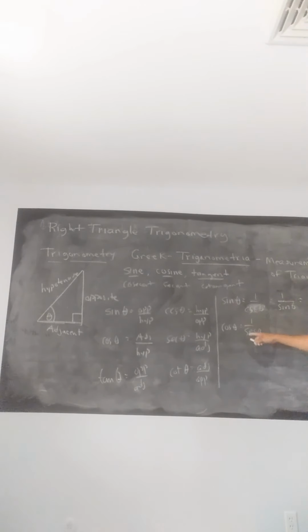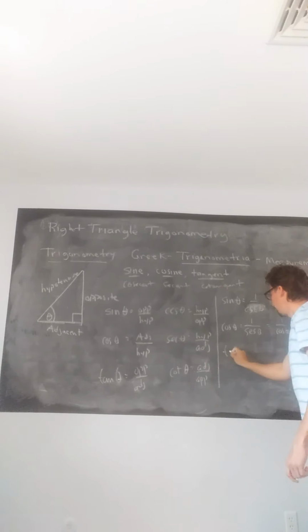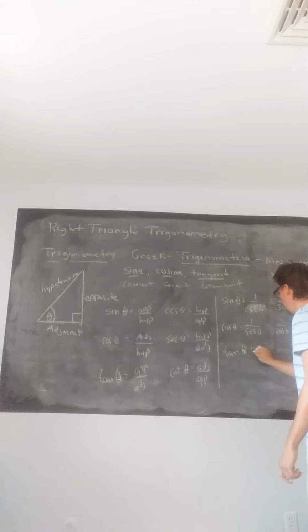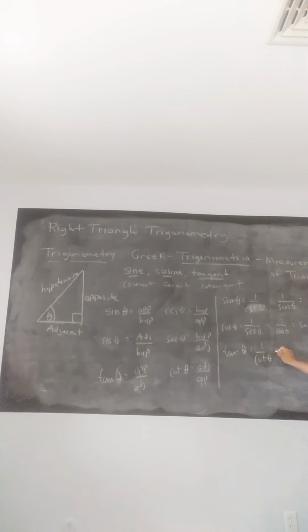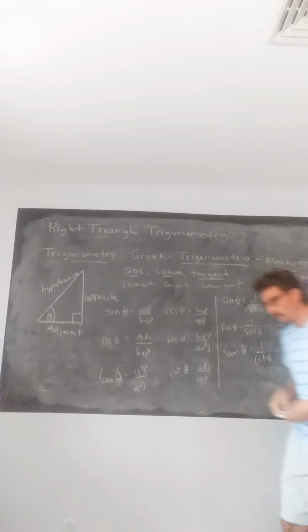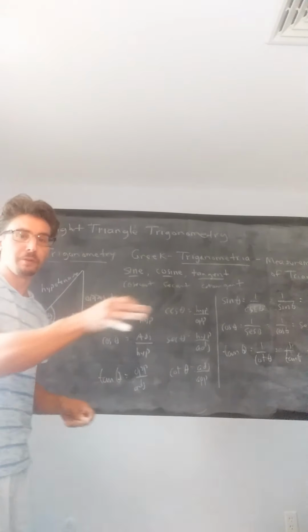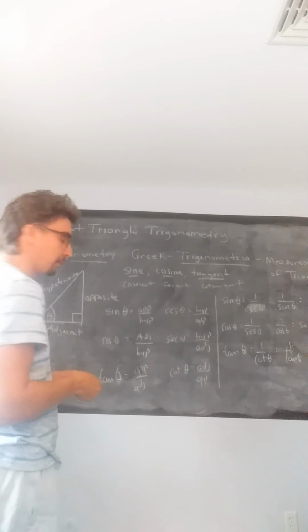CSC theta. So cosine theta is 1 over secant of theta. And we could also say that 1 over cosine theta is secant theta. And tangent of theta is 1 over cotangent of theta. And we could also say that 1 over tangent of theta is cotangent of theta. So these are what we call the reciprocal rules, and they'll be used more frequently when we go a little bit further. But I just wanted to put them out there for you.